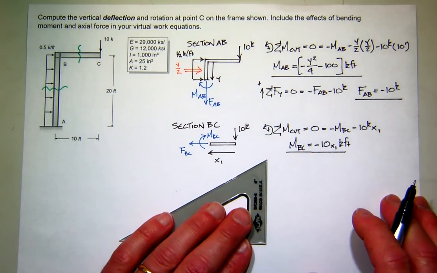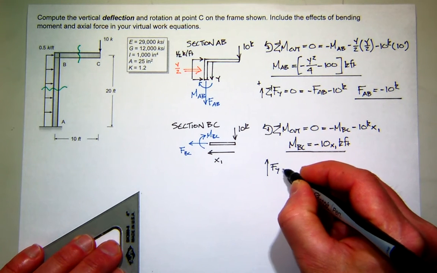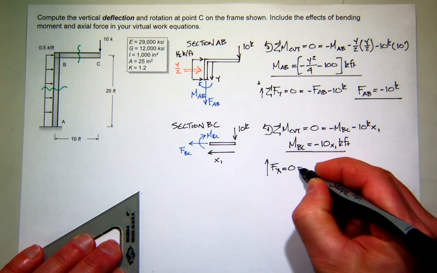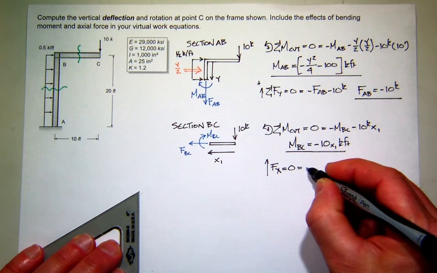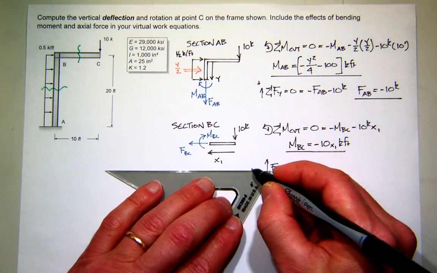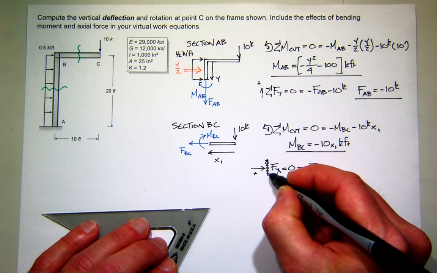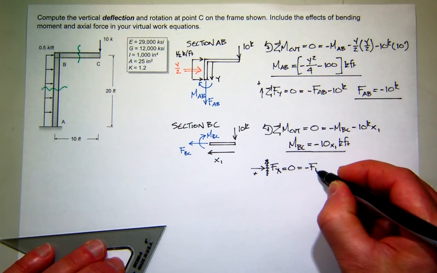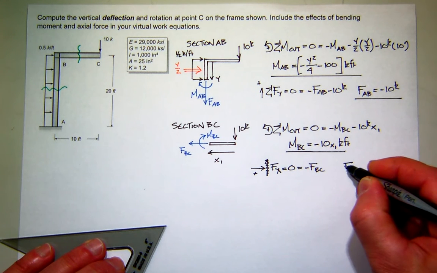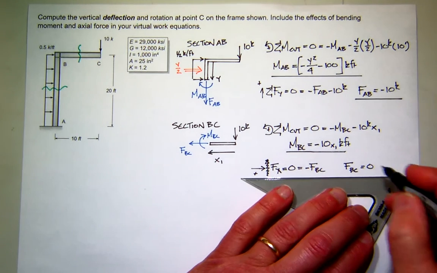Okay? Questions about that? Okay, then we'll sum forces. In this case in the x direction, because I'm looking for the axial force, so that's negative. And I drew that wrong. Sorry. X direction positive. We're not doing y. So I get BC, and that's it. So there is no axial force in section BC.